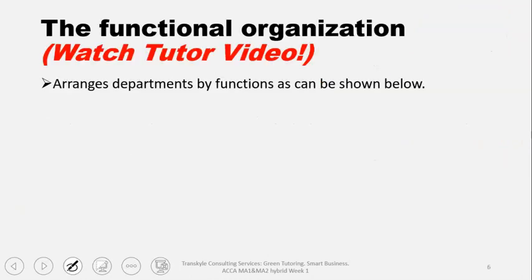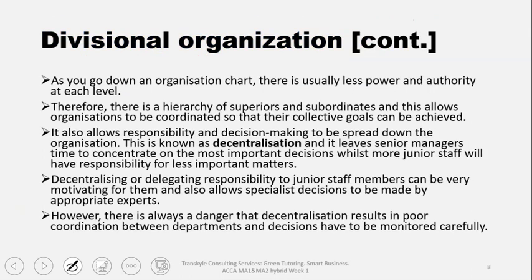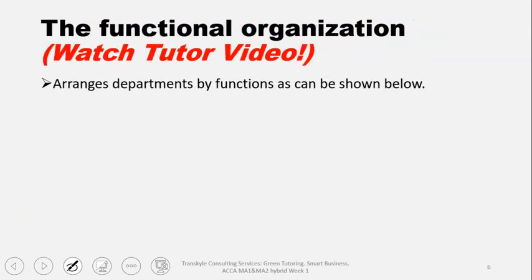Now there is an issue of knowing whether an organization's departments are following some functional or some other form, for example, divisional and so forth. All right, so we need to understand what a functional organization looks like. This one arranges departments by functions as can be seen below. We need to just draw what this functional organization looks like, but it's more or less the same as what I have just drawn there.